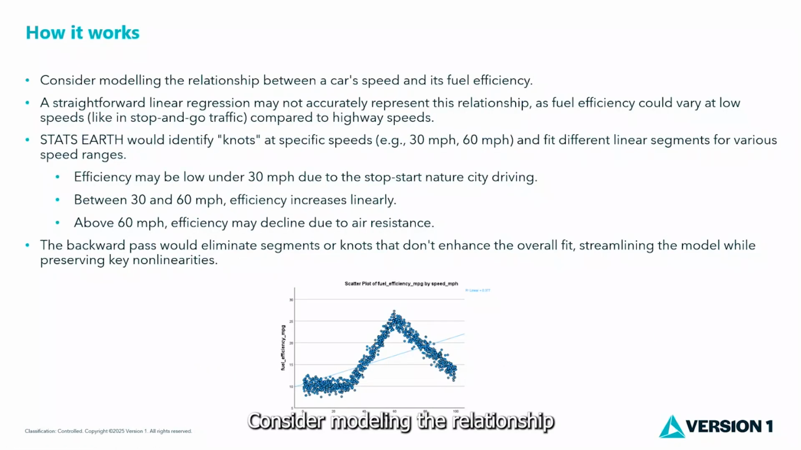Consider modeling the relationship between a car's speed and its fuel efficiency. If we just ran linear regression, it would not accurately represent this relationship because we know that fuel efficiency varies. So it could vary at low speeds, such as in stop and go traffic, compared to highway speeds. StatsEarth identifies knots at specific speeds, so 30 miles per hour, 60 miles per hour, and it will fit different linear segments for various speed ranges.